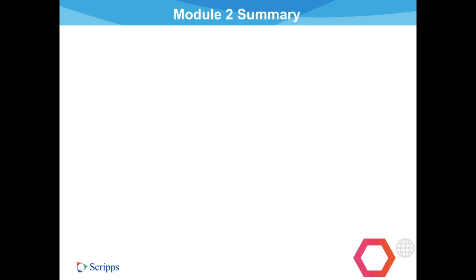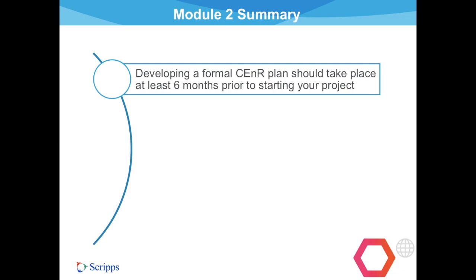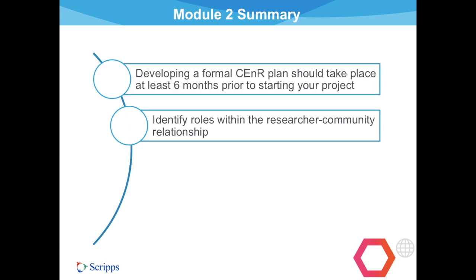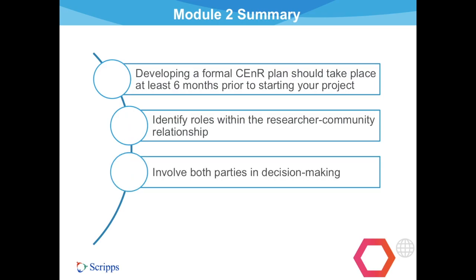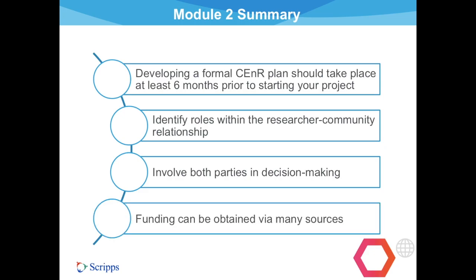Let's summarize what we discussed in Module 2. Remember that developing a formal CEnR plan should take place at least 6 months prior to starting your project. Clearly identify roles within the researcher-community relationship, and be sure to involve both parties in decision-making. Know that funding can be attained via many avenues, so be sure to use available resources.